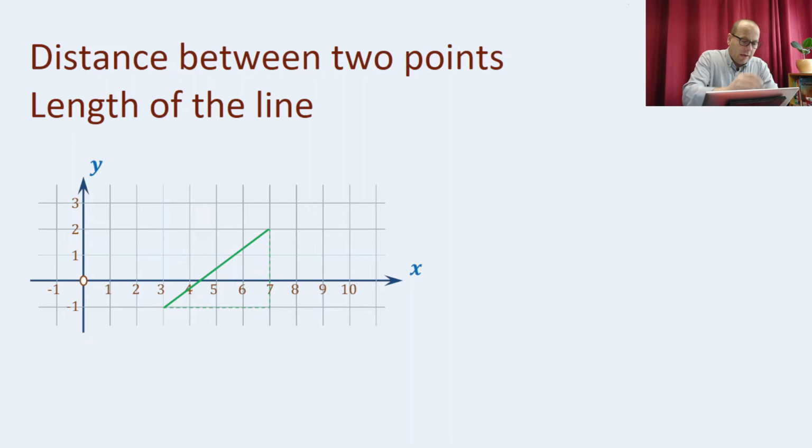Today I will show you how to find the distance between 2 points in a coordinate system, or the length of the line. Let's suppose that I have the line AB. The coordinates of A from the graph are (3, -1), and the coordinates of B are (7, 2).